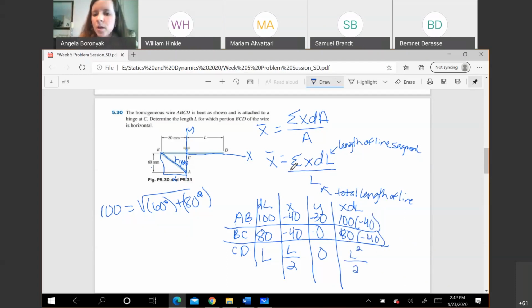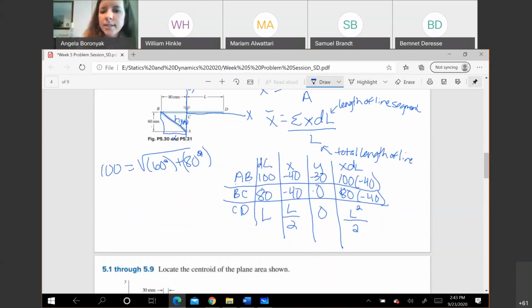Okay. Put in this equation to get my total X center point. I need to sum up all of my X DLs. So take the sum of this whole column. And I also need to sum up to get my total length, all of my line segments. Okay. X bar is the sum of those over the sum of this.